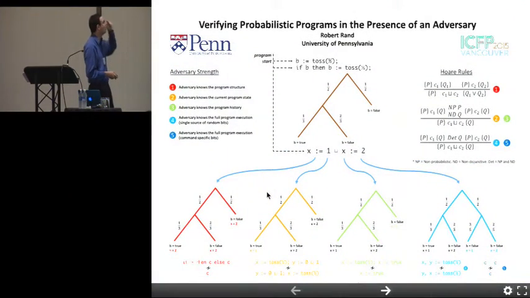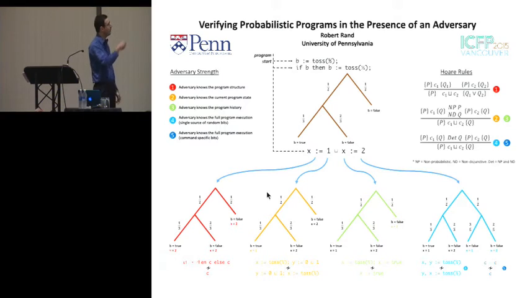Okay. Hi, I'm Robert Rand, and I'll be talking about verifying probabilistic programs in the presence of an adversary. Basically, what we're trying to explore is the relationship between non-determinism and probability in a program. We're going to express non-determinism through the common notion of an adversary. We're not going to state exactly what the adversary's goals are, but we're going to be more focused on what the adversary's powers are. And I'll get to that in more detail.